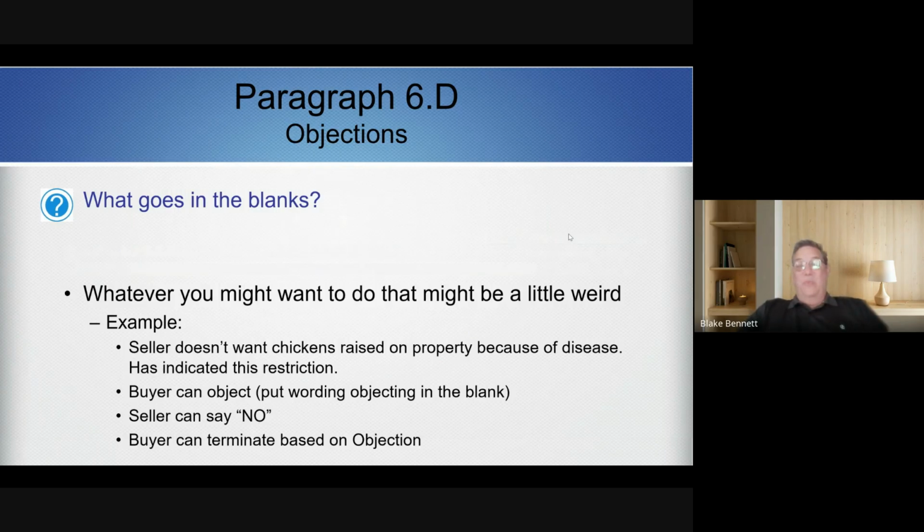Seller could say, we don't want chickens on the property. Buyer can object, put in wording and say, hey, I object in 6D. Seller can say no. Well, then buyer can say, okay, I terminate based on the objection.